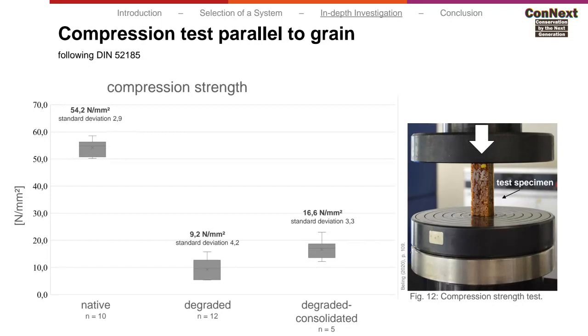As you can see in the middle of the box plot, the degradation caused a drastic reduction of the compressive strength. The value is just under 20% of the native Scots pine. And fortunately, the impregnation significantly increases the compressive strength of the degraded wood by almost 80%, but is still less than one third of the Scots pine.